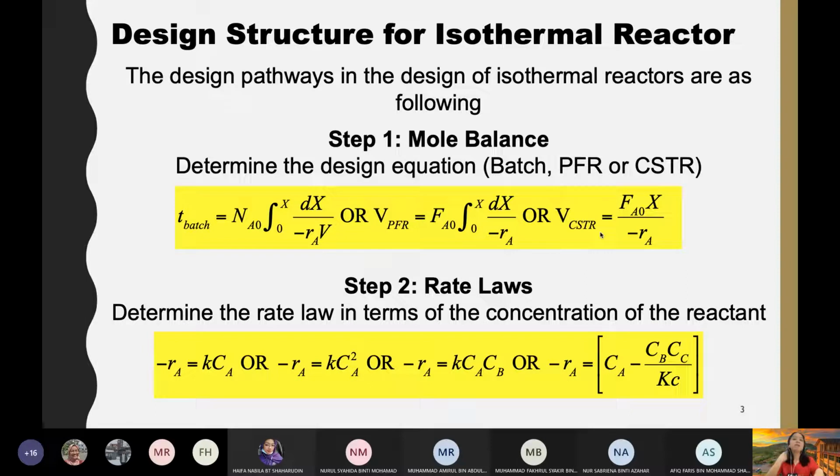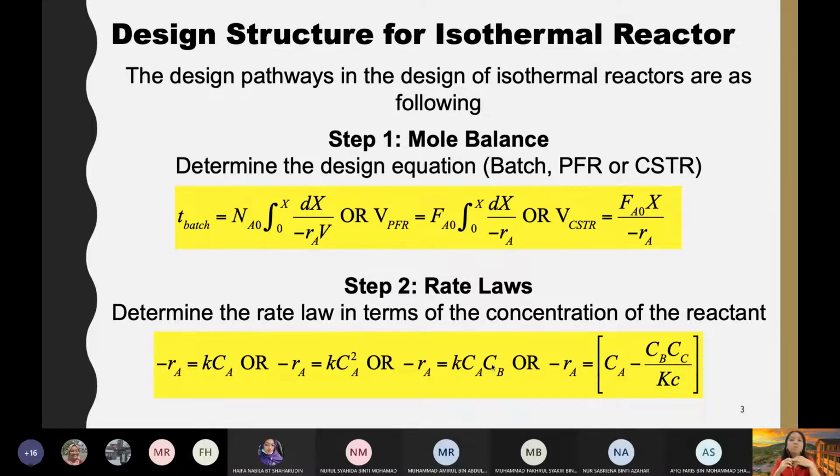So maybe for this reaction the rate law is minus RA equals kCA. Maybe for this reaction minus RA is kCA squared. Or for this reaction minus RA is kCACB. So you see it is divided further. Then don't forget the 3 rate laws that I taught you so far are irreversible, meaning reactions that do not go backward.